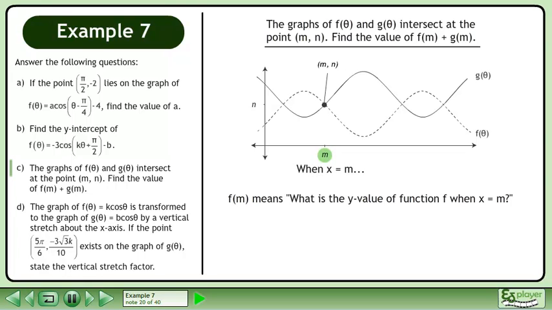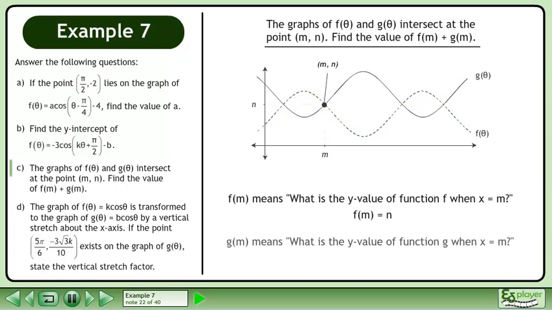When x equals m, the y-coordinate is n. This is written as f at m equals n. G at m means what is the y value of function g when x equals m? When x equals m, the y-coordinate is n. This is written as g at m equals n.